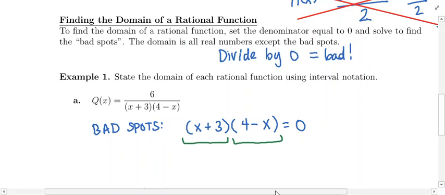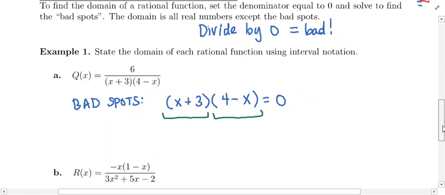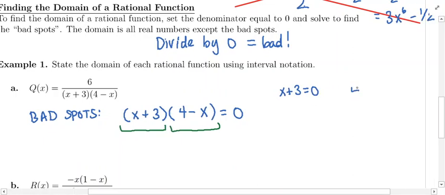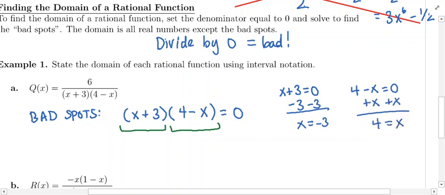We need to take each factor, set it to 0, and solve. So we're going to take x plus 3, set it to 0, and then take 4 minus x, set it equal to 0, and now solve each one. For x plus 3, I'm going to subtract 3 from both sides, so I get x equals negative 3 is a bad spot. On the other side, I'm going to add x to both sides, and this tells me that x equals 4. These are your bad spots.